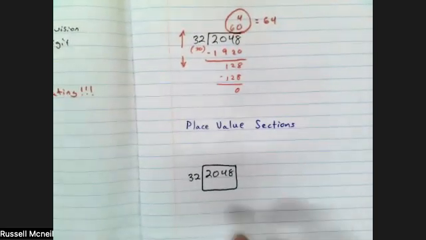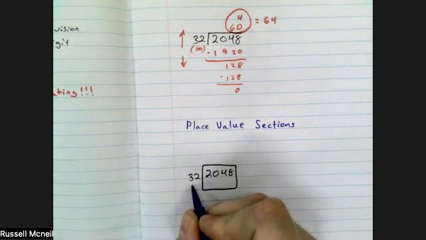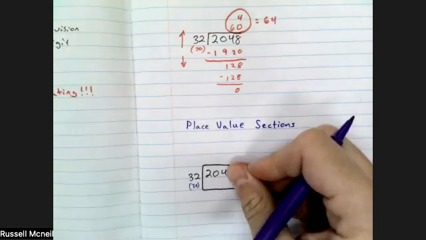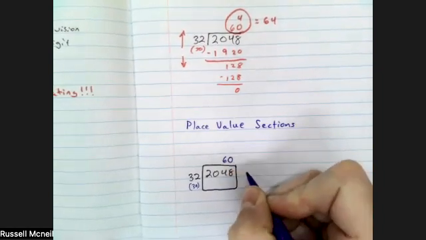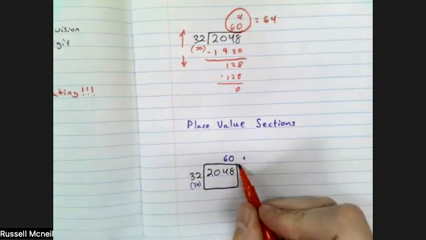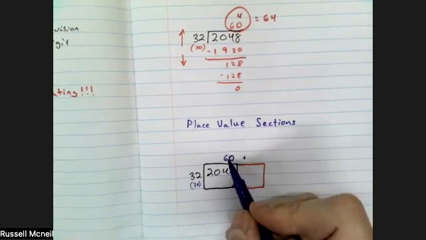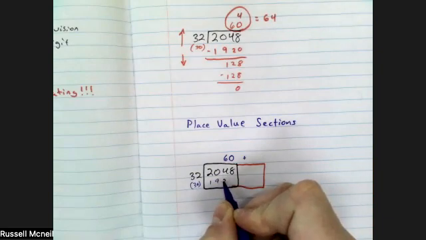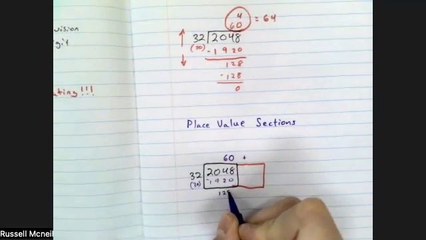The last method, we're going with that place value method. And again, we need our estimate of 30. 30 goes into 204. How many times? 6. We'll call it 60. And we'll extend out our place value because we end up with 60 times 32 is 1920. Subtract, and we get 128 left over.